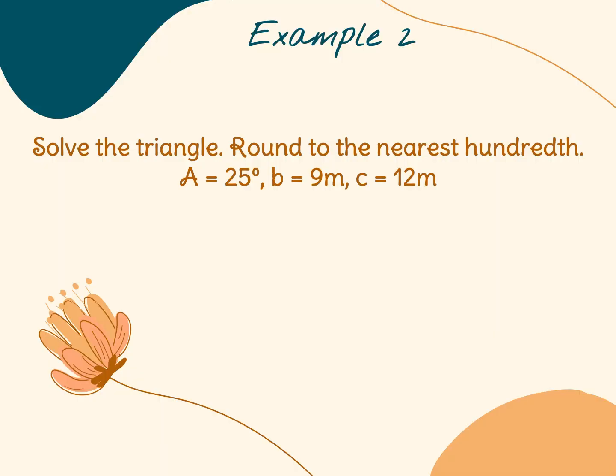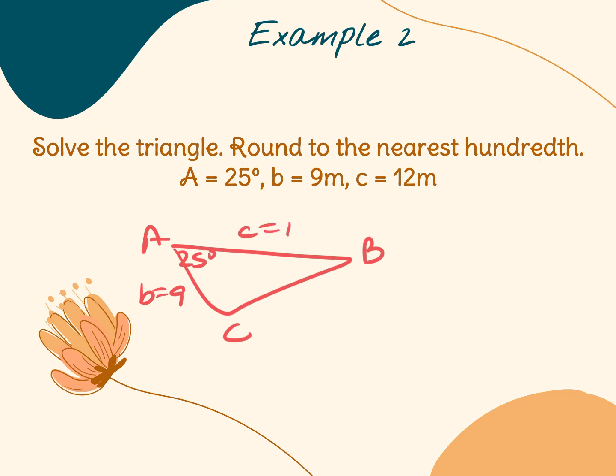So for the next one, let me give myself a visual here. It doesn't matter how you draw it. A, B, C here. They gave me angle A. They gave me little b, it's 9. They gave me little c, it's 12. So you can see now that you have the side, angle, side scenario.